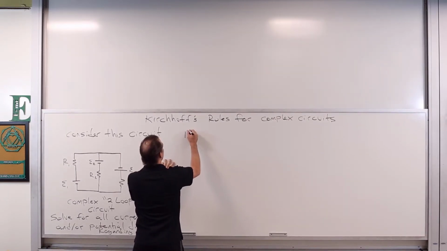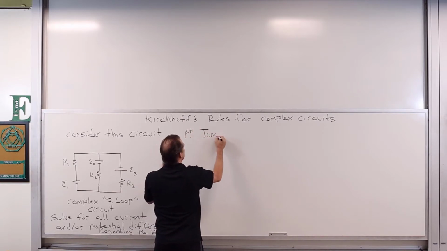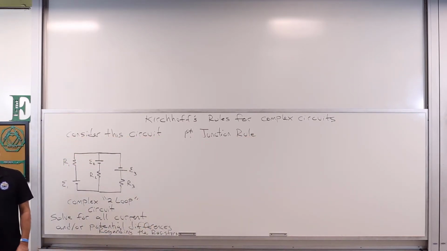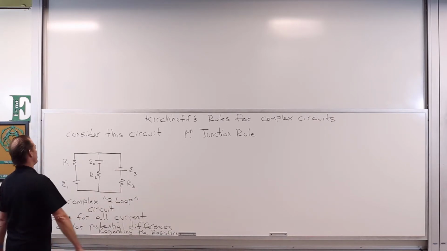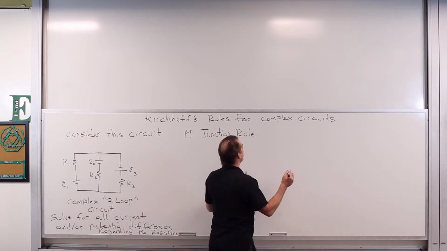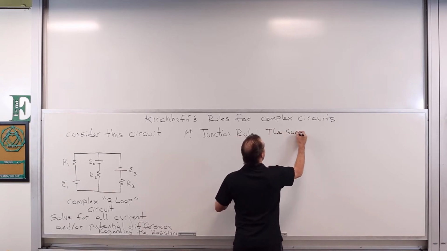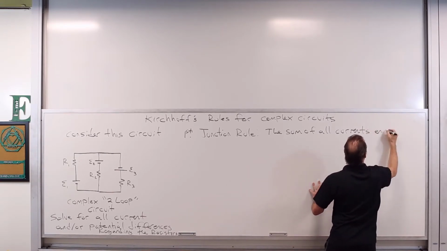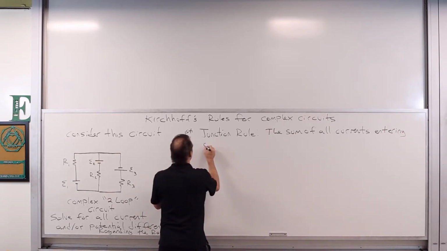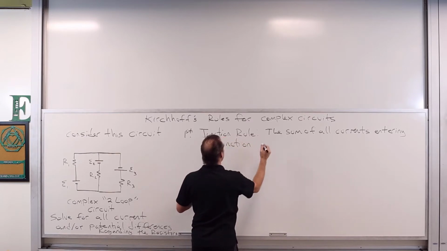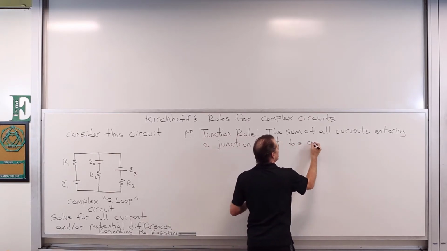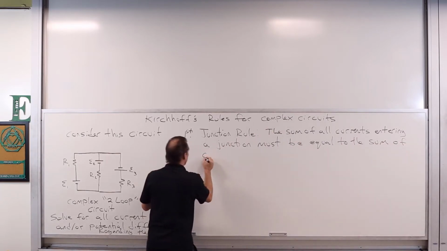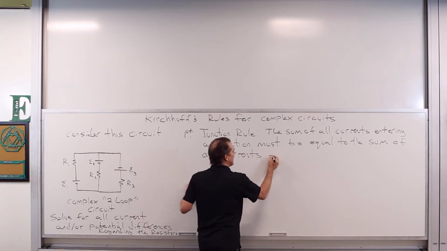So we've got ourselves first the Junction Rule, sometimes referred to as Kirchhoff's current law. Anyways, the Junction Rule, nice statement that says the sum of all currents entering a junction must be equal to the sum of all currents exiting that junction.